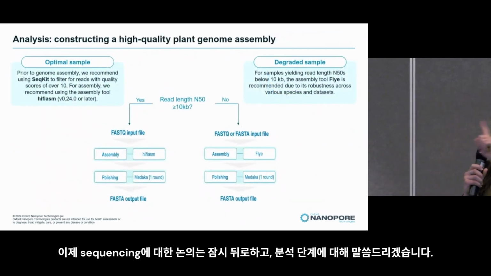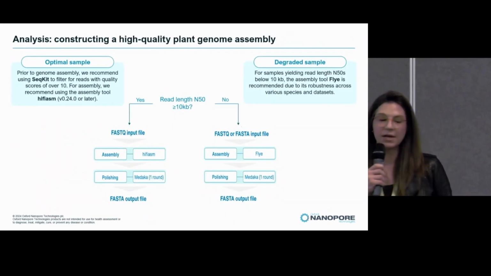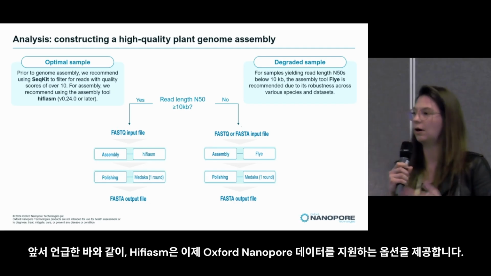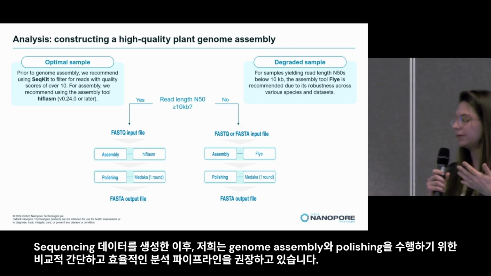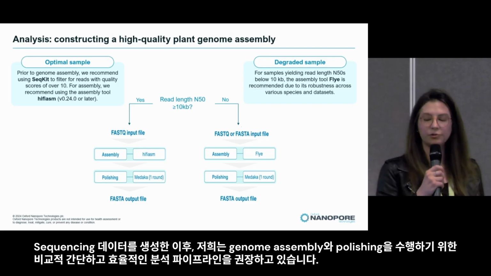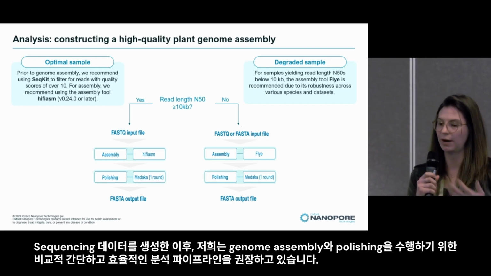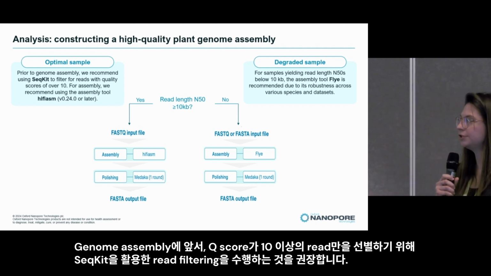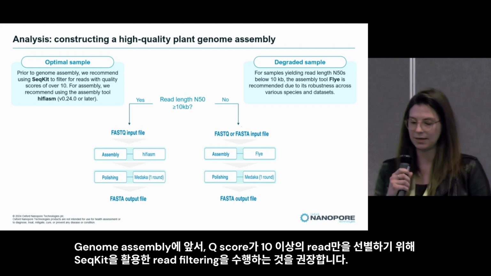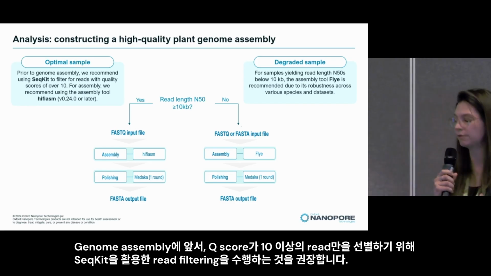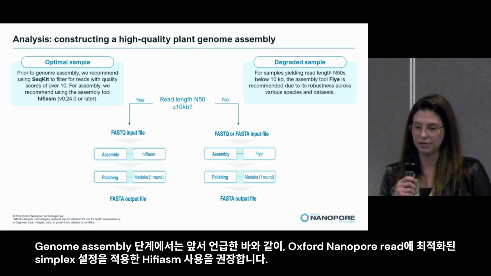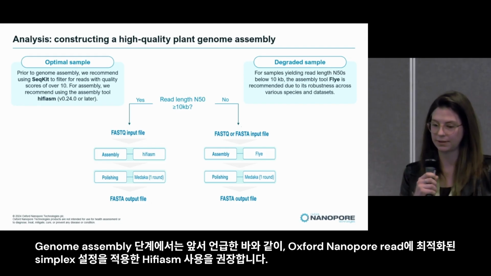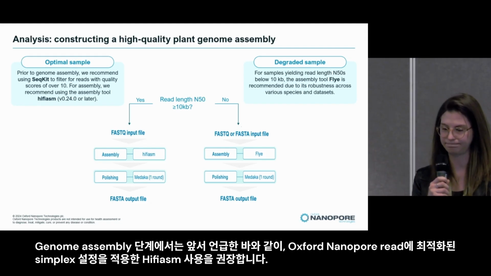And so skipping sequencing just for a moment to talk about analysis. As has been mentioned, hifiasm now has an ONT option. So once you've generated that sequencing data, we have quite a straightforward series of analysis tools that we recommend be employed to both assemble and polish your genome. So prior to genome assembly, we recommend using SeqKit to filter reads with a quality score of over 10. And then for assembly, as I mentioned, we recommend using the assembly tool hifiasm with settings optimized for simplex assembly using Oxford Nanopore reads.